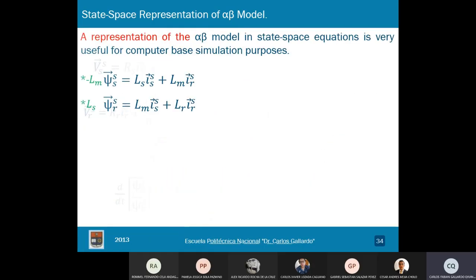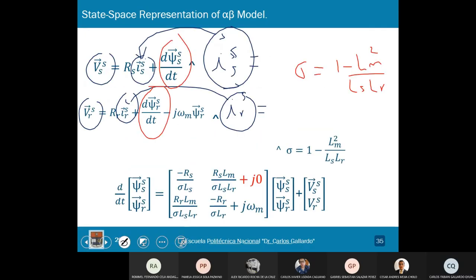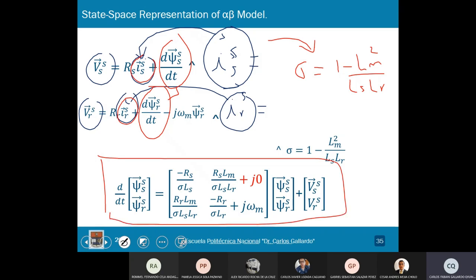Once again, this equation and this equation, substituting here and isolating the flux, taking into account this term, I will have in matrix form this equation. This is in the state space representation. In this case, I am using the fluxes.